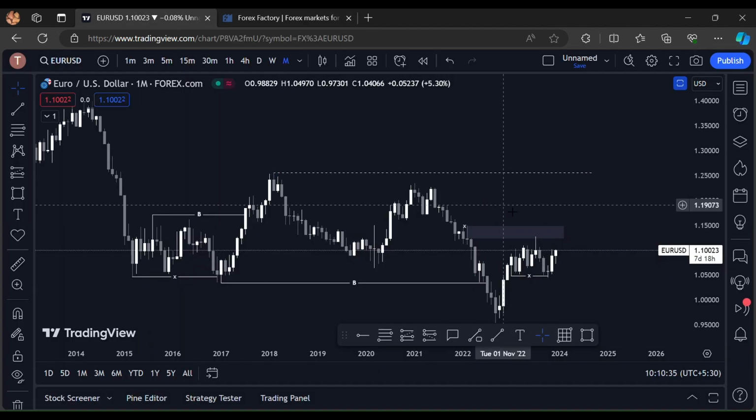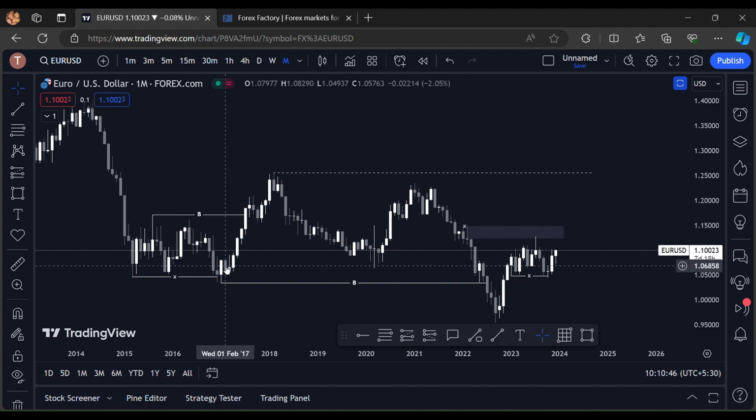Moving into the charts, we are having a similar structure in the monthly, that is, we were having equal lows, and the price swept these equal lows and broke the high, confirming that we are having a strong low over here. The price later broke this strong low, confirming that we are in a bearish trend at the monthly levels.